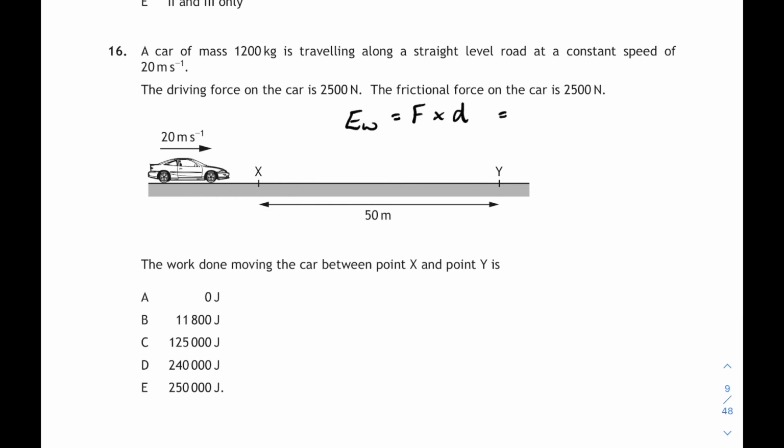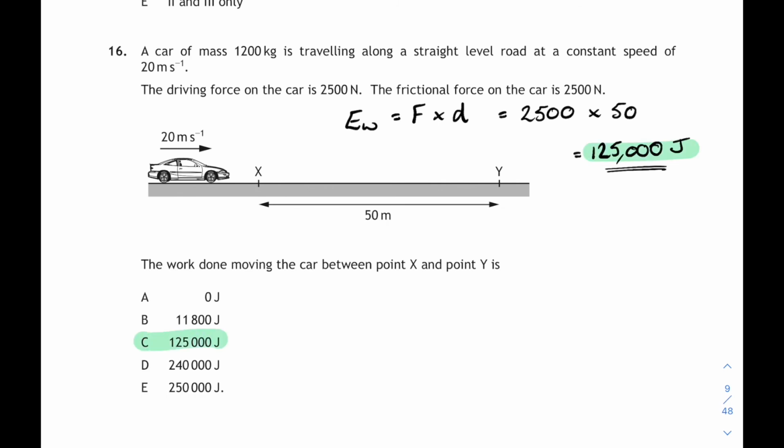Work done is equal to the force that we use times the distance that we move. And that force against friction is 2,500 newtons. So we have to use that force to keep moving at a steady speed over a distance of 50 metres. So 2,500 times 50 is 125,000 joules. And that corresponds to answer C.